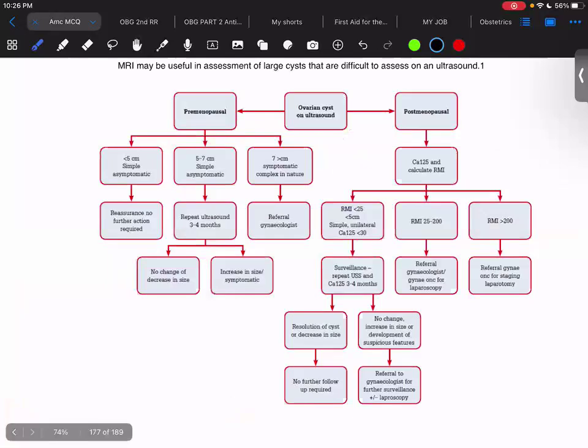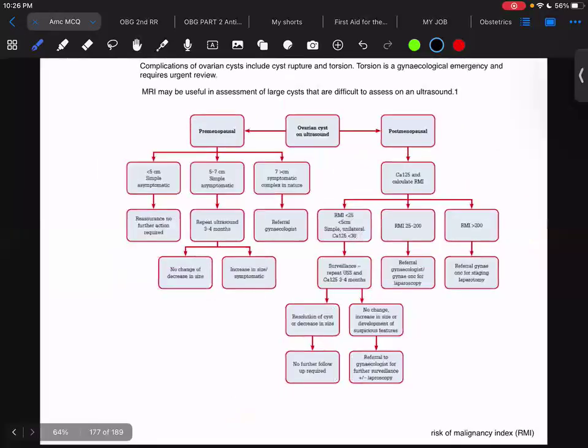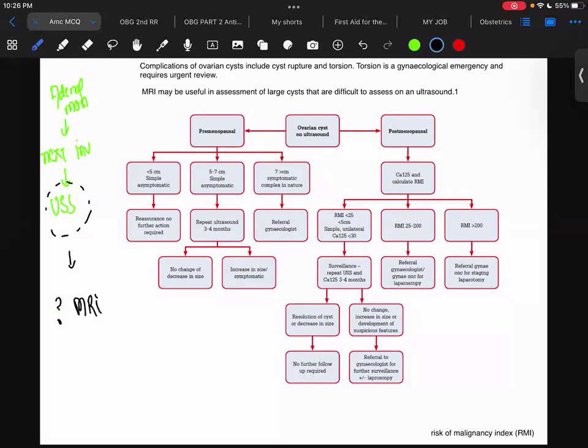We will see it over here. And remember one thing: if the patient has an adnexal mass, what is the next investigation? It is none other than ultrasonography. This is what you need to remember. If ultrasonography is not present in the options, you can think about MRI.